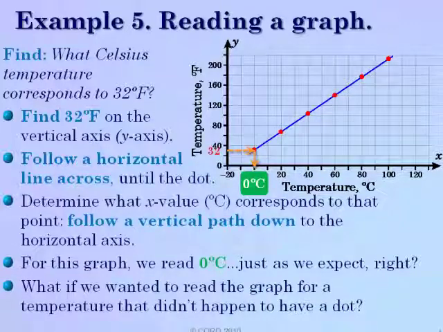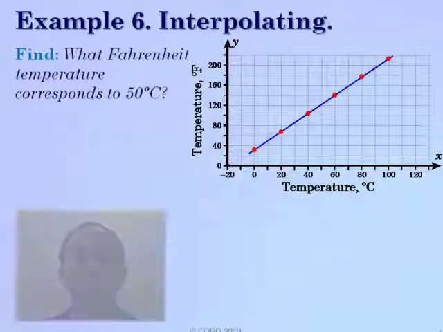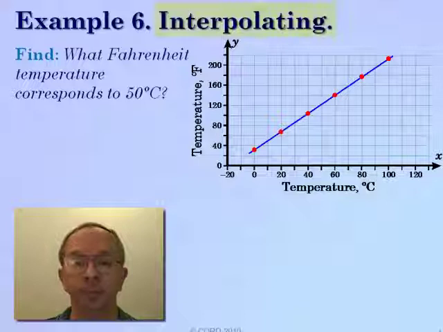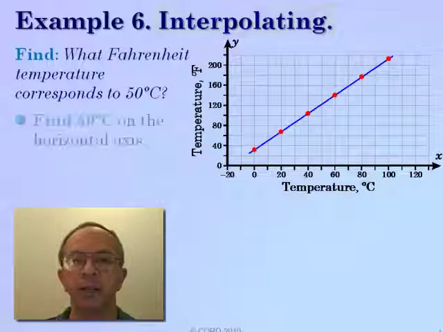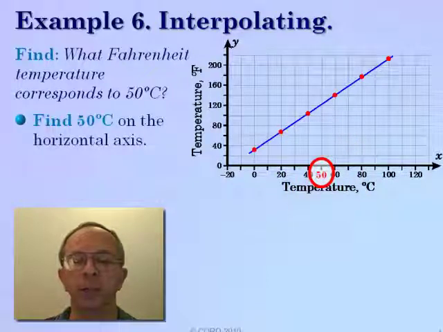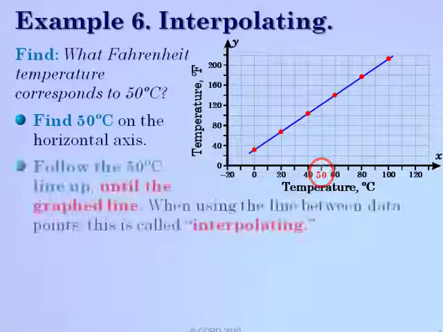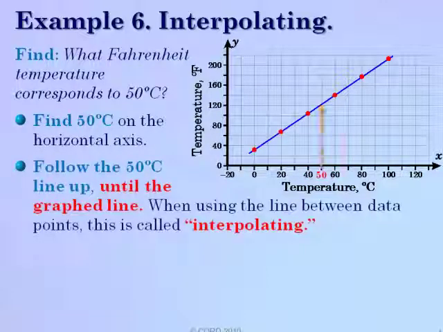Now what if we wanted to read that graph for a temperature that didn't happen to have a dot there? Well, that's called interpolating. And what Fahrenheit temperature corresponds then to 50 degrees Celsius? So this is an example we can try interpolating. So we're going to find 50 degrees Celsius on the horizontal axis and move up just like we did before, this time until we hit the line. We won't encounter a dot this time.